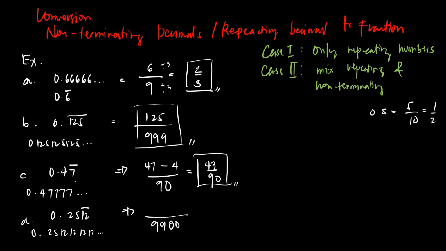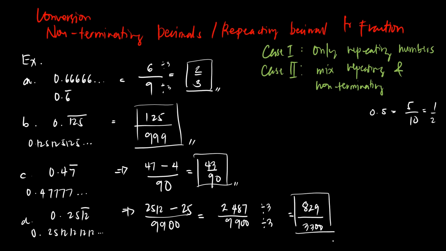2 and 5. Okay, again, sa numerator, kopyahin nyo lang silang buo, minus yung number na hindi umuulit, si 25. So, 2,512 minus 25, you will get 2,487 all over 9,900. Get the greatest common factor, divided by 3. You will get 829 over 3,300. Okay? Let's have more. Let me erase this one.